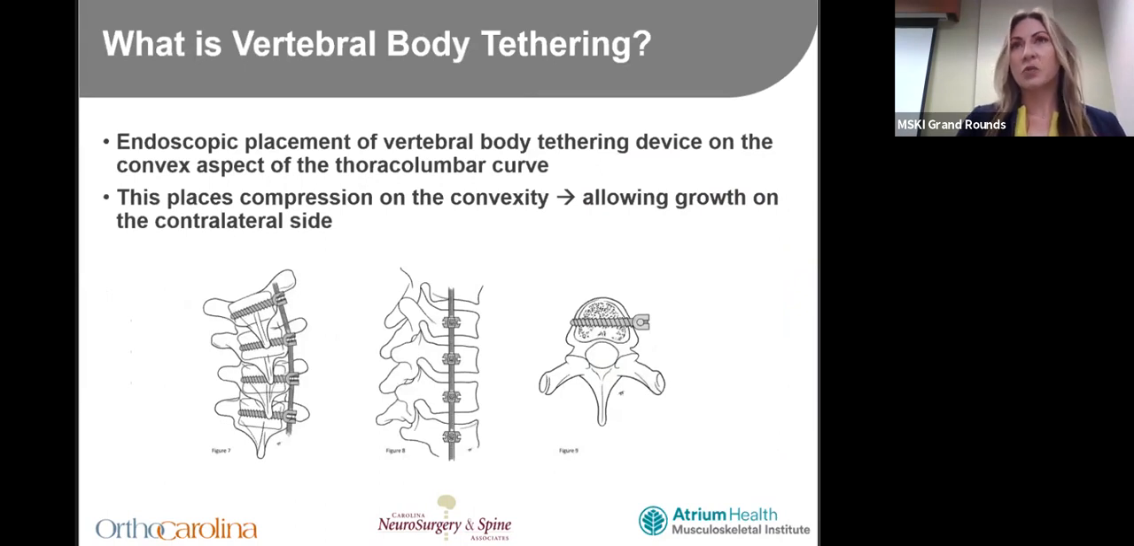So for those of you who haven't seen it or don't know about it, it is the endoscopic placement of screws on the convex aspect of these curves. So you enter the thoracic cavity. You normally have a general surgeon or a cardiothoracic surgeon assist, so you can deflate the lung and safely enter the thoracic cavity. And that essentially places this tethering device, so screws with more or less a rope, and you place compression on that convex side, and that allows growth on the contralateral side.